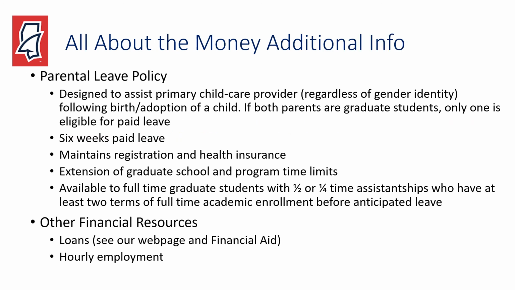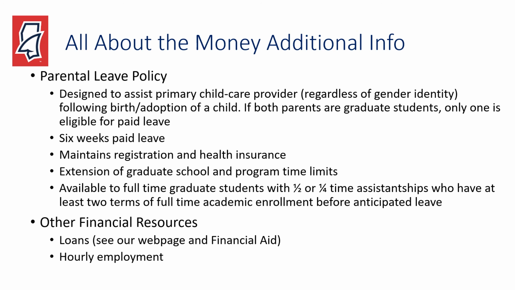We're not quite done talking about money yet. The next thing I want to touch on is our parental leave policy. This policy is designed to assist primary care providers, regardless of their gender identity, following the birth or adoption of a child. If both parents are graduate students, only one is eligible for paid leave. The paid leave is for 6 weeks. The student maintains registration and health insurance during this time. This also provides extension of graduate school and program time limits. This is available for full-time graduate students with 1/4 or 1/2 time graduate assistantships who have at least 2 full terms of full-time academic enrollment before the anticipated leave.